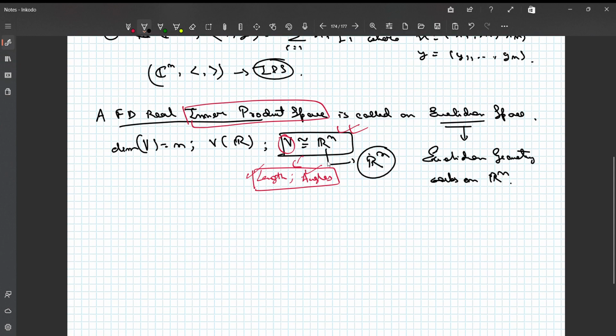And there is one more sort of inner product space, which is a complex inner product space. A complex inner product space is called a unitary space. Okay.